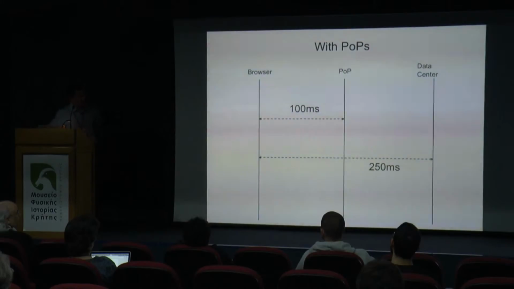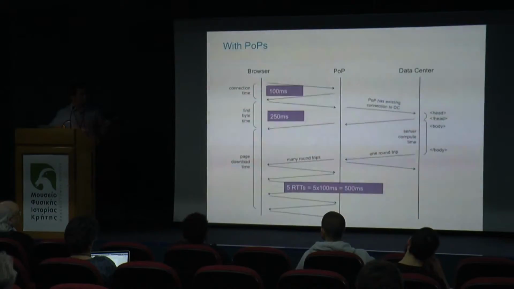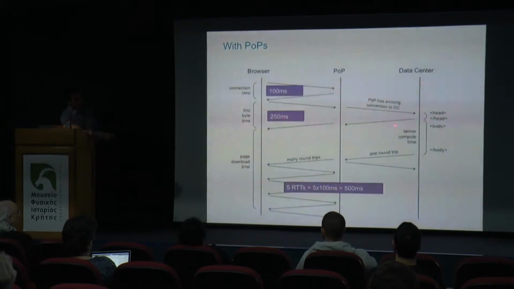Let's change the situation. Let's introduce a POP in between. Again, a POP is nothing but a reverse proxy. So pushing the POP closer to the user, it's only 100 milliseconds away now. Because the connection terminates at the POP, you already save some time there, so only 100 milliseconds. The first byte will still take 250 milliseconds because it has to go all the way to the data center and send the data back. But here's the interesting thing.